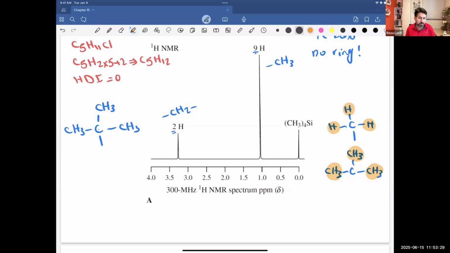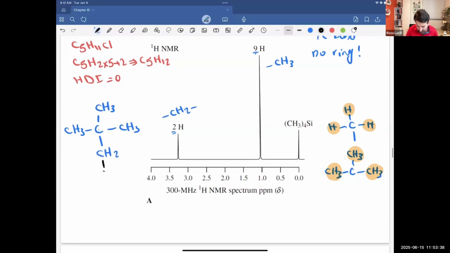So I'm going to say the methyl group is also chemically identical. That's one, and that's going to give me nine hydrogen. Next one is going to be CH2, and here I will put the chloride.